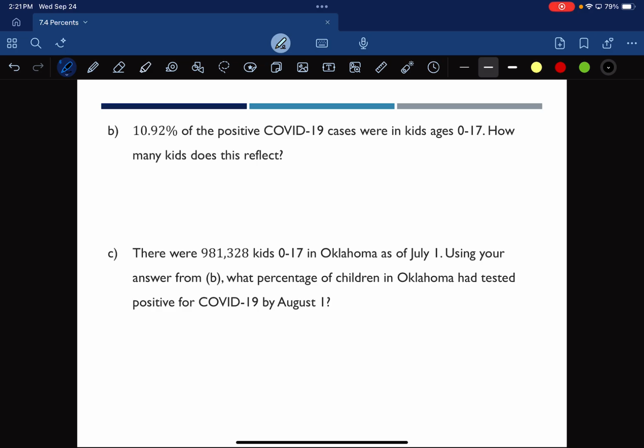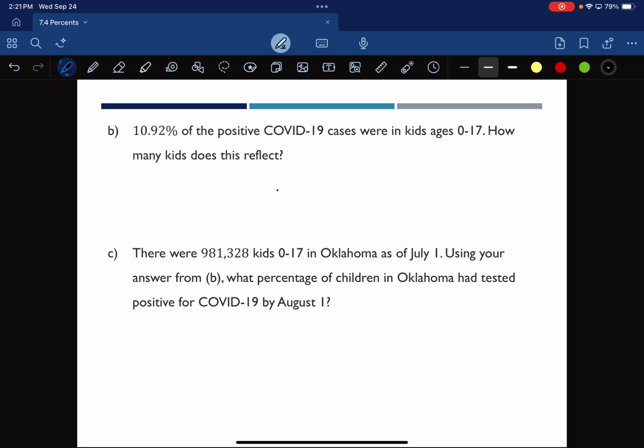So 10.92% of the positive COVID-19 cases were in children ages 0 to 17. Again, this isn't perfect data because what I really wanted to know was school-aged children, but it's hard to find exactly the data you want sometimes with statistics. It's close, okay? So let's say that these are school-age and daycare-age kids. We'll go with that. How many kids does this reflect?